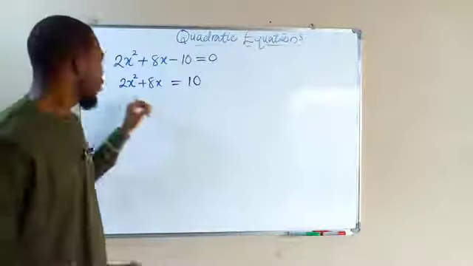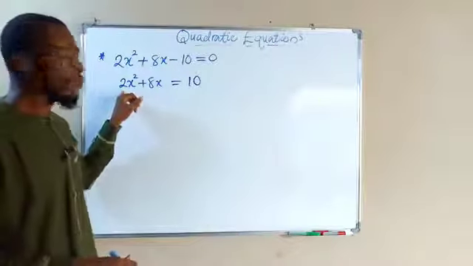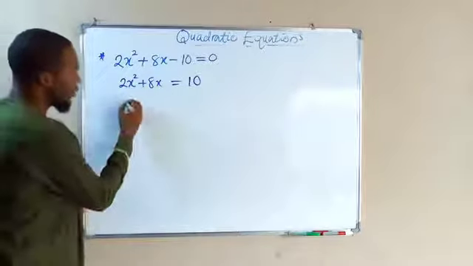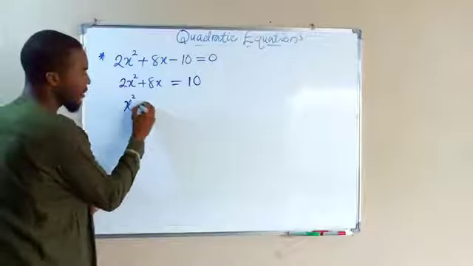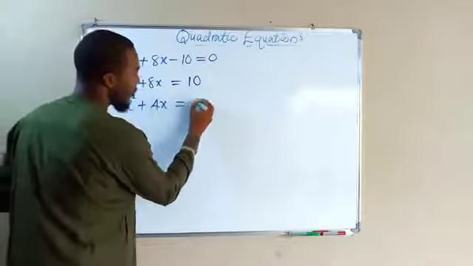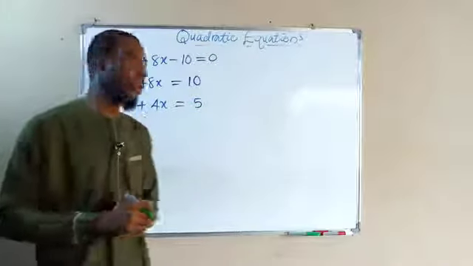And always ensure that the leading coefficient is 1. But here we have it as 2. So we are going to divide both sides by this 2. So the first term becomes x squared, the second term will become 4x, and the constant will become 5. So now we are ready to complete the square.